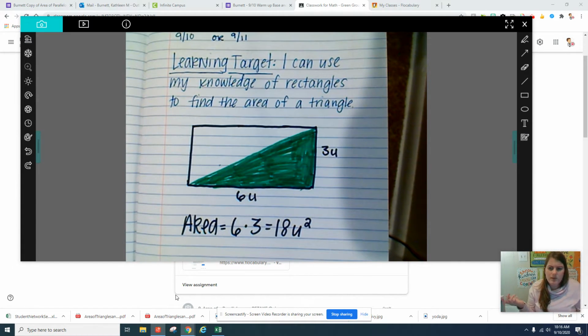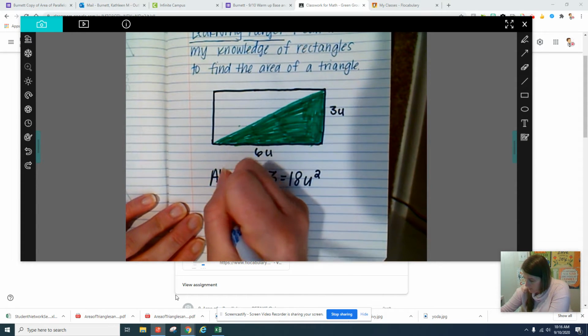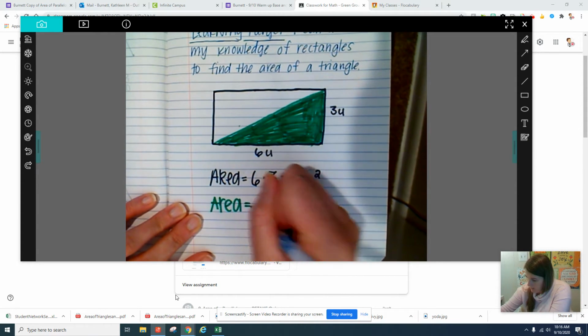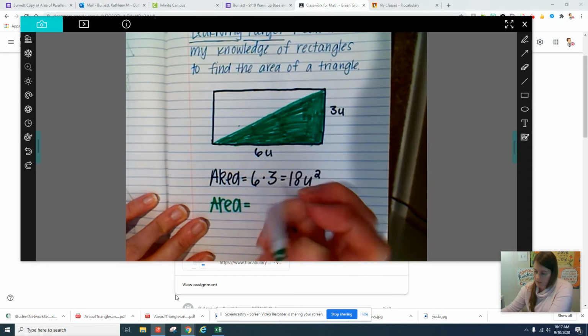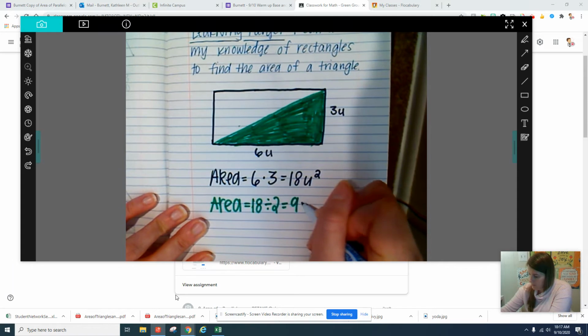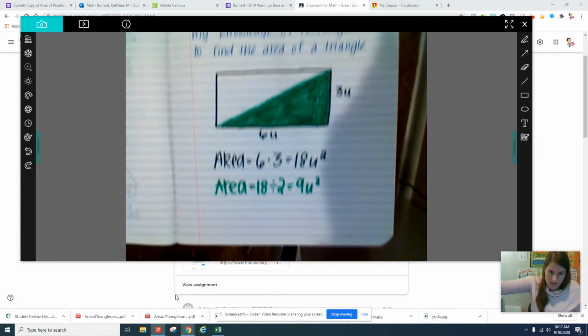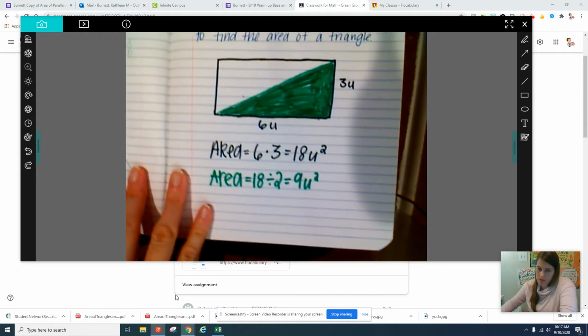All right, now what if I said, well, what's the area of the shaded part? The whole thing's 18. I shaded half of it. What's the area of the green part? Well, I shaded half of the rectangle, and half of 18 is 9. So the area of the green part, and I'm going to write it in green because I shaded it in green, would be 18 divided by 2. It would be 9 units because 9 is half of 18. What I want to show you here is that every single triangle is half of a rectangle, okay?